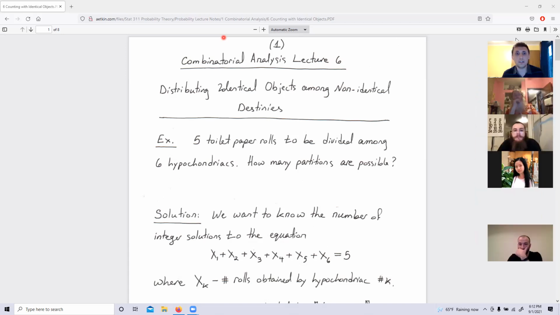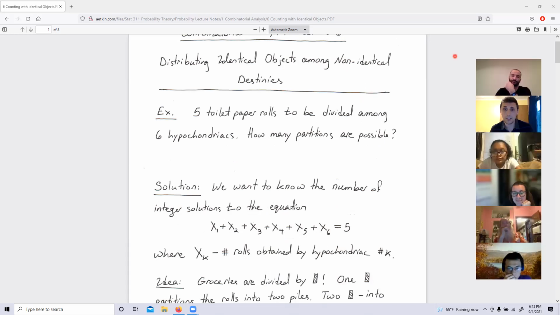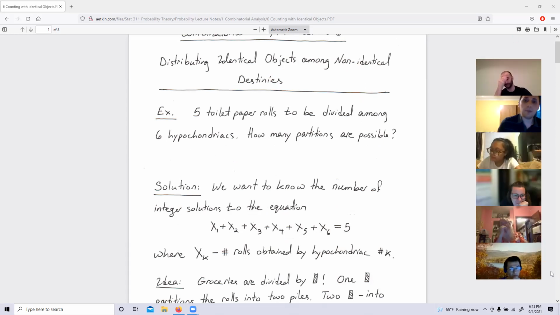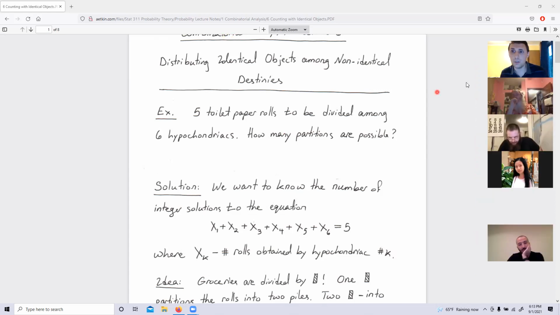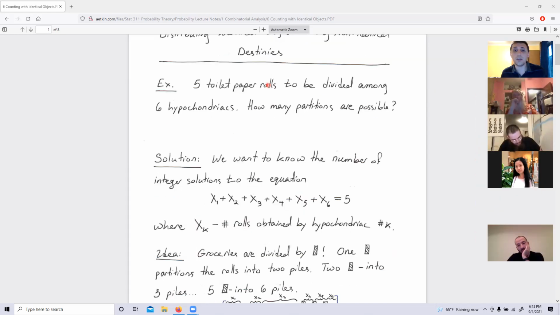To make it clear, the problem was written for the situation in which we find ourselves: 5 toilet paper rolls to be divided among 6 hypochondriacs. How many partitions are possible? Yes, remember the toilet paper crisis. Here is a question that inspired me immediately: when there are few toilet papers and too many hypochondriacs, what do we do? So here is right away a solution, guys.